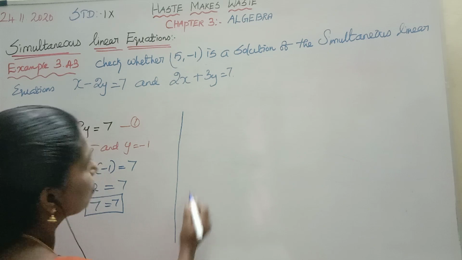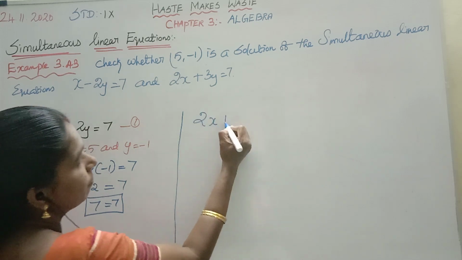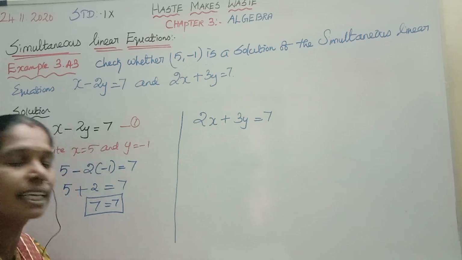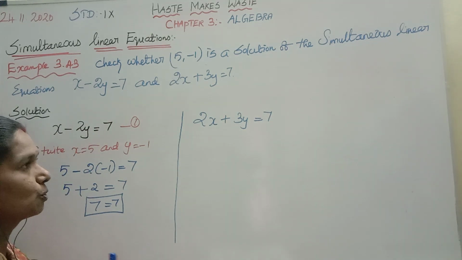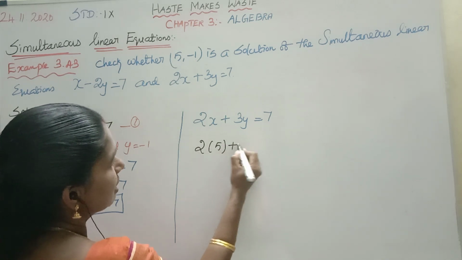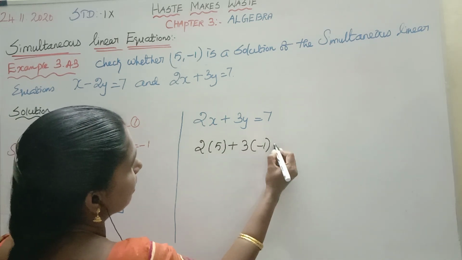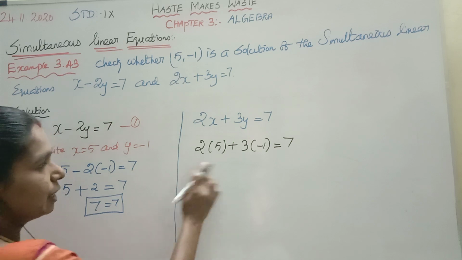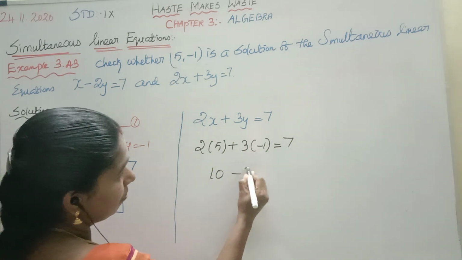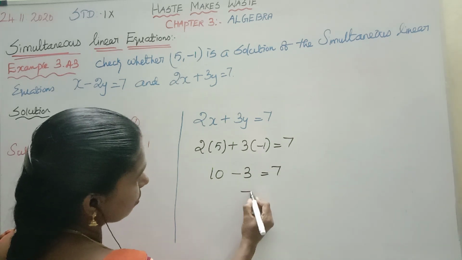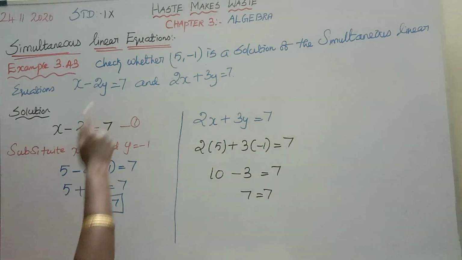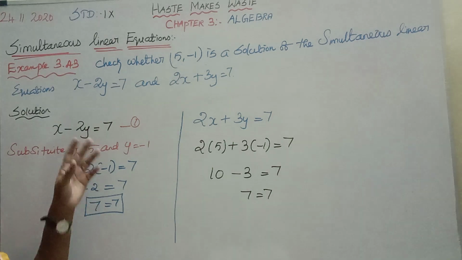Now here you substitute in 2x plus 3y equal to 7. What is the x value? Very good, 5. So 2 into 5 plus 3 into -1 is equal to 7. 5 2s are 10, plus 3 into -1 is -3, so 10 minus 3 equal to 7. So 7 equal to 7. Therefore, the given ordered pair satisfies both the equations. Therefore, it is a solution.